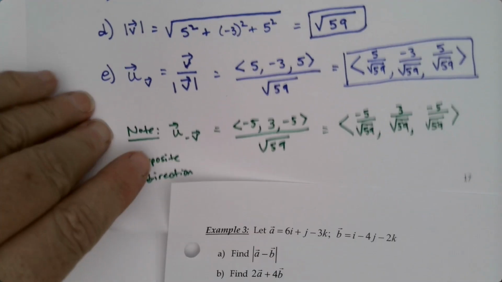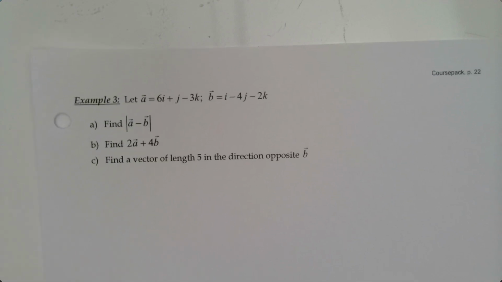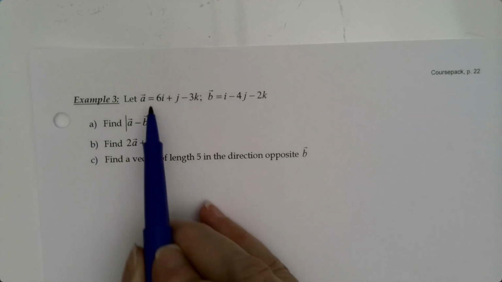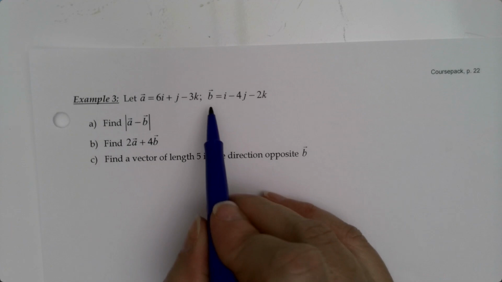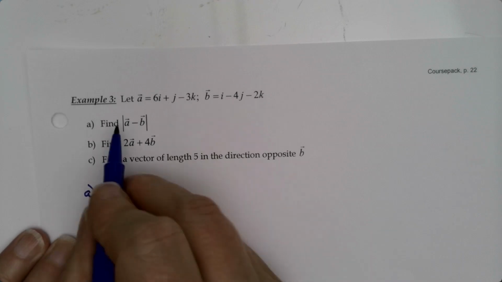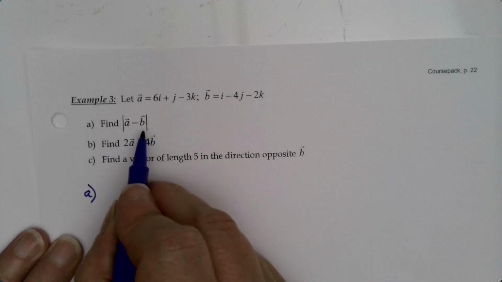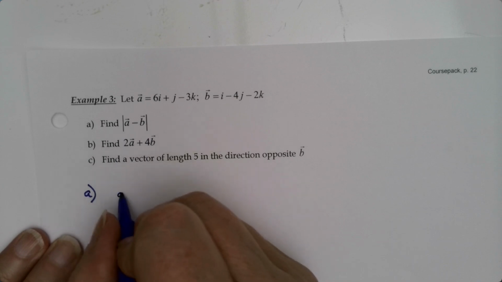Let's keep going and do the next example. So we have a vector A, which is 6, 1, negative 3. It is not written in that notation, but that's what it is. And B is 1, negative 4, negative 2. So for part A, we want to find the magnitude of A minus B. So first thing we're going to have to do is find A minus B.